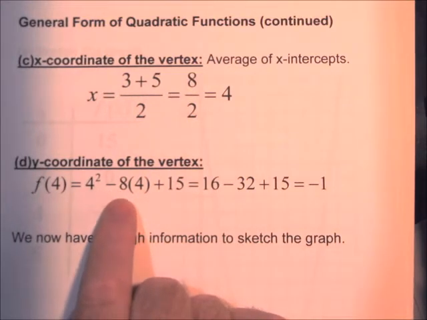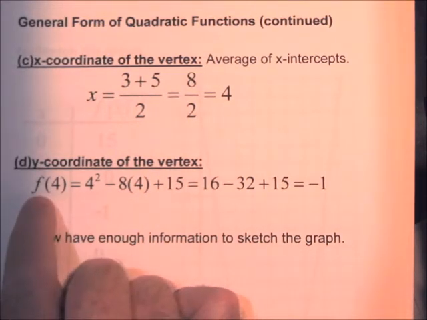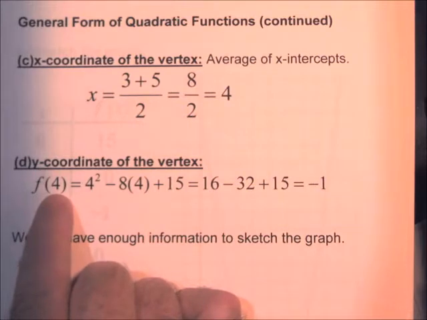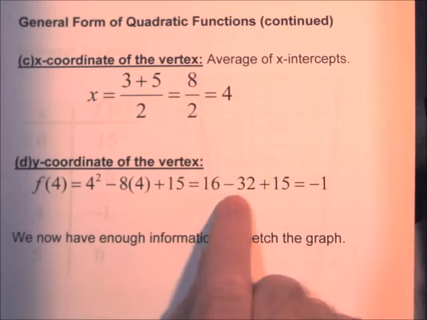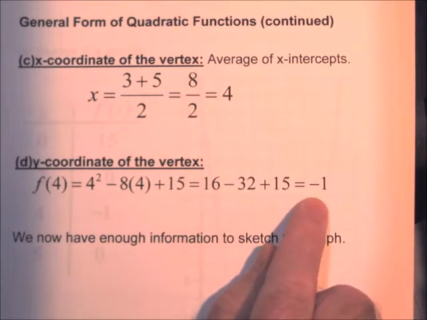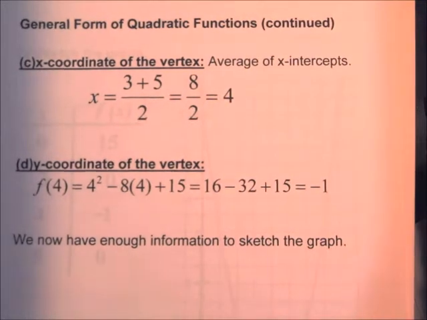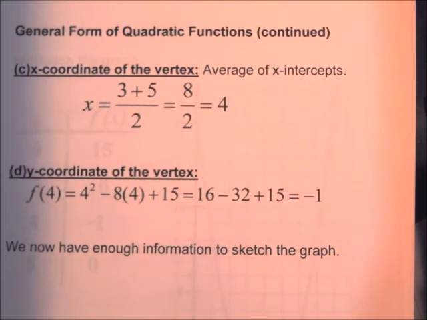Y-coordinate of the vertex, we just evaluate f of 4 to get the y value. So f of 4 is 4 squared minus 8 times 4 plus 15. And that comes out to be negative 1. So the y-coordinate of the vertex is negative 1.